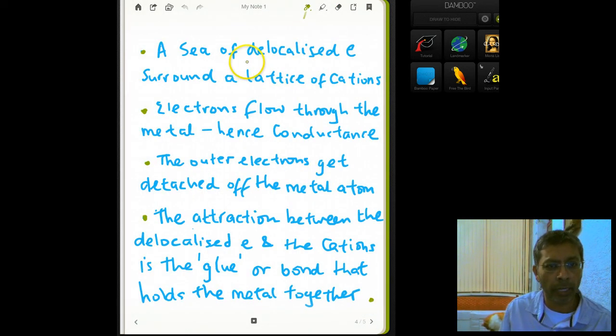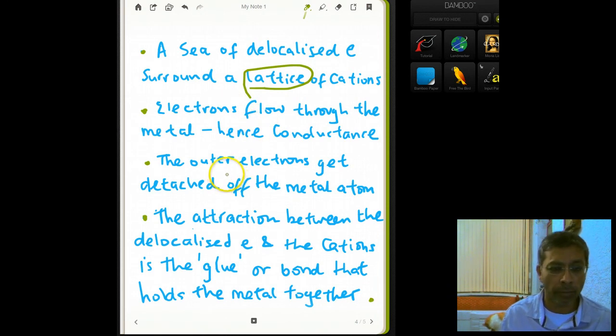A sea of delocalized electrons surround a lattice of cations. You might see that word lattice. It just means a regular arrangement of positive ions. Electrons flow through the metal, hence we get electrical conductance. The outer electrons get detached off the metal atom. The attraction between the delocalized electrons and the cations is the glue or the bond that holds the metals together. Again, you might see this word glue in books as well. That's just the attraction between the negative electrons and the positive cations.